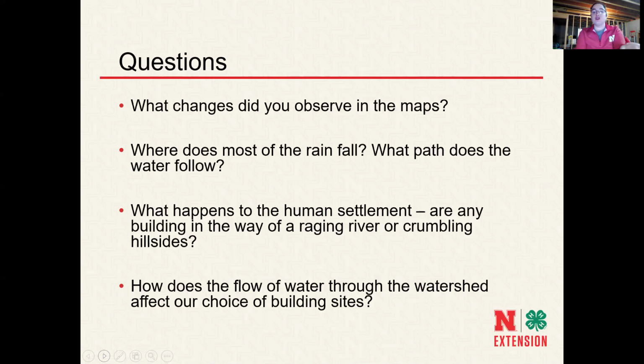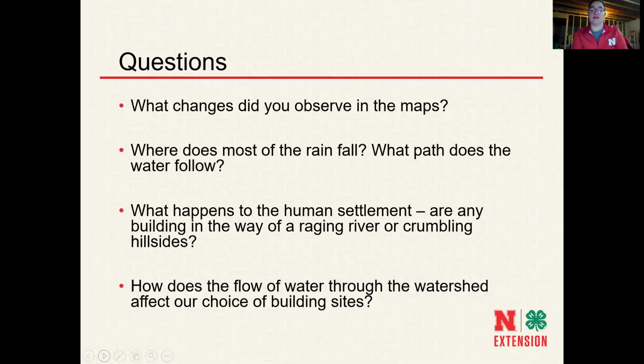What happens to your human settlements? So your towns, your X's that you've put in there, are any of the buildings that you put on there in the way of a river or a hillside that might crumble because of erosion and too much water all at once? And then also, how does the flow of the water through your watershed affect your choice of building sites?